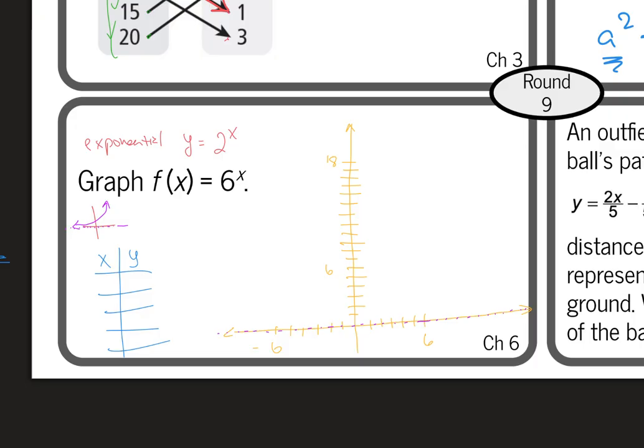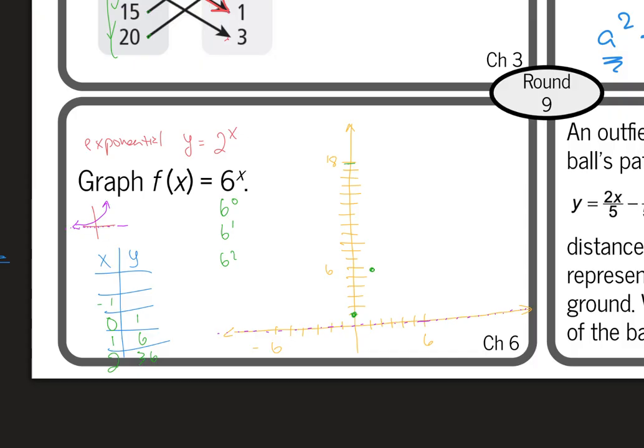Here's what I'm going to do. I'm going to plug in 0 first. 6 to the 0 power is 1. So 0, 1. Cool. That's how it should look. Now I'm going to plug in 1, and I get 6 to the first power. That's 6. So 1, 6 right there. And then if I plug in 2, that's 6 squared, which is 36. So there's a reason why I went up to 18 here, because I would have to go double that distance to find 36, and I'm not going to do that.